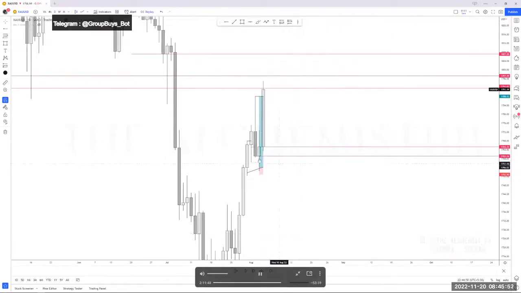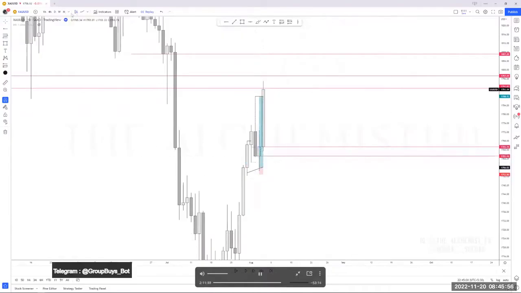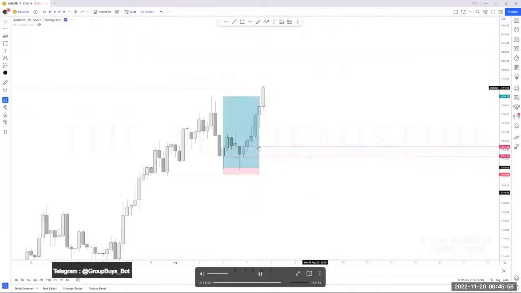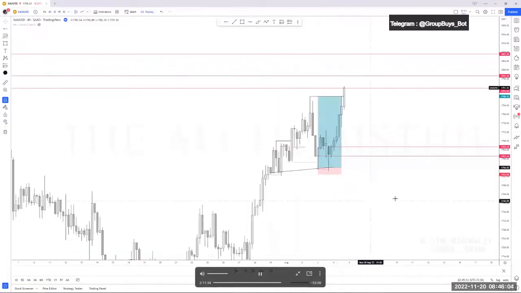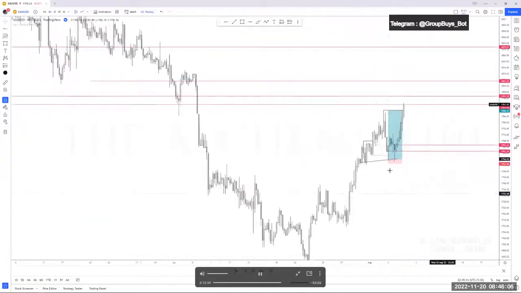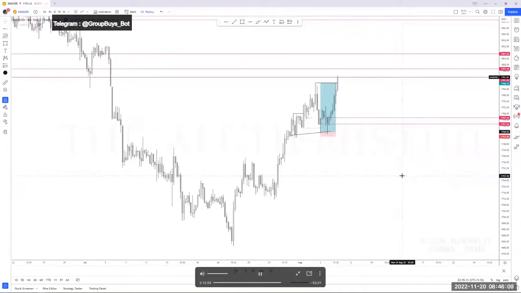Even for this, I'll call this a rejection block and this a rejection block too. The only thing is I don't show the trend lines, how we use the confluence, because that's something else. And what are the confluences? I told you it has to have liquidity. And the next thing is we have to have a trend line as confluence.